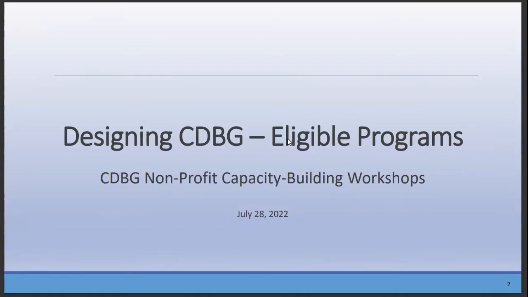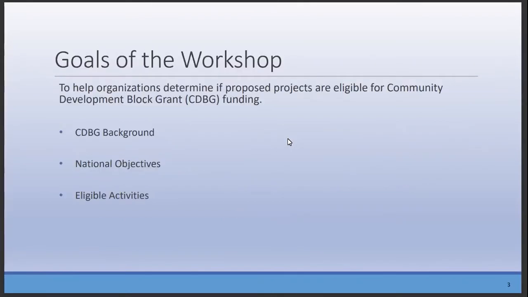Designing CDBG eligible programs. This presentation will briefly cover CDBG's background and explain how national objectives and eligible activities are the two cornerstones in designing CDBG eligible programs. For the sake of time, I will not review every slide. Most of the slides I am skipping are helpful exercises and examples to gauge your understanding of the materials. I strongly recommend that you review these slides at your leisure.